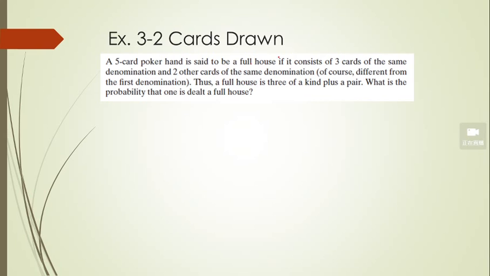It's about the full house. A 5-card poker hand is said to be a full house if it consists of 3 cards in the same denomination and 2 other cards in another denomination. They are not the same. So it's like you have 3 spades, 2 hearts, like that, or you have 3 hearts and 2 diamonds, in that way. Then a full house is 3 of a kind plus a pair, right? That is what they call.